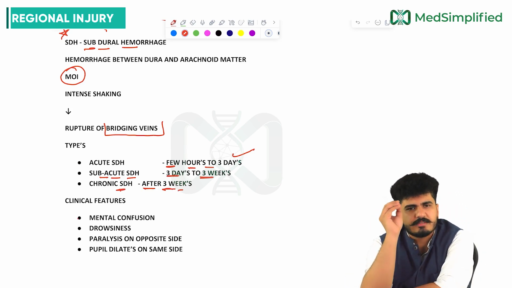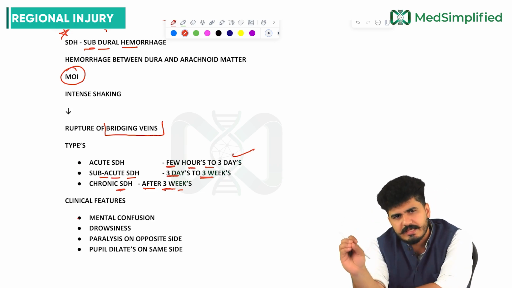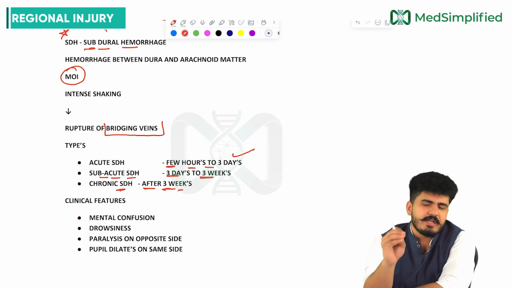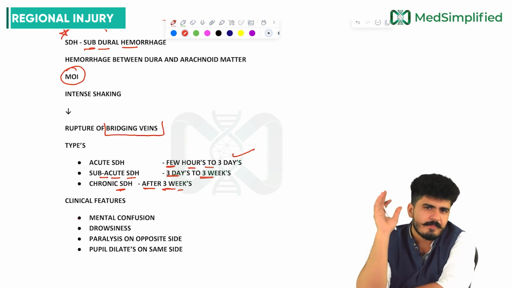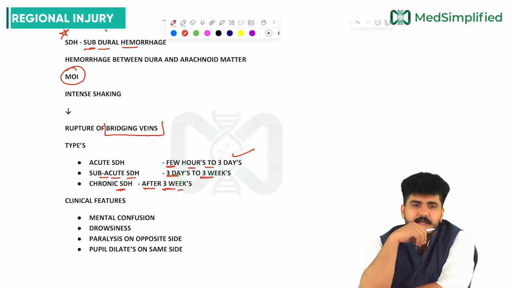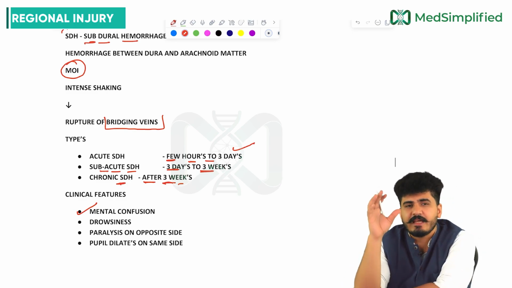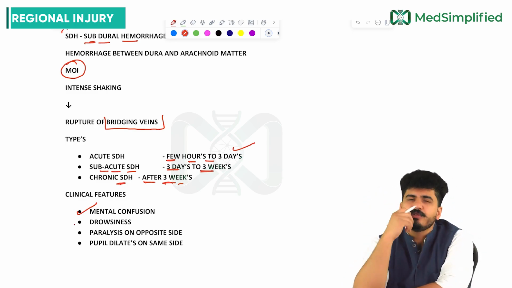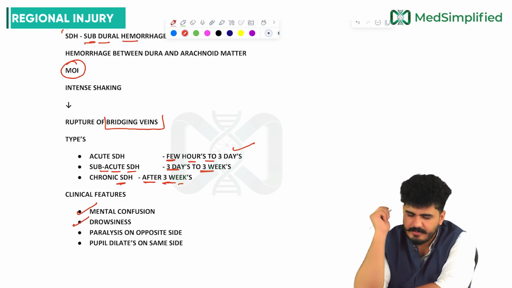So acute, subacute, chronic. Acute SDH is a few hours to 3 days, subacute SDH is 3 days to 3 weeks, chronic SDH is after 3 weeks. Clinical features: the patient will be confused. Mental confusion is there if there is a case of SDH, plus drowsiness would be there.